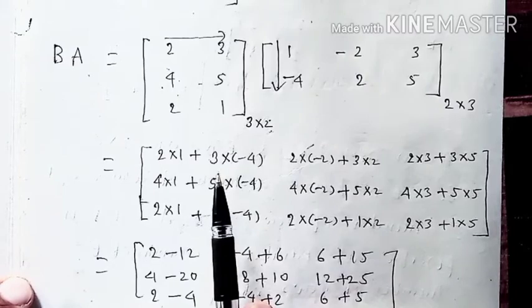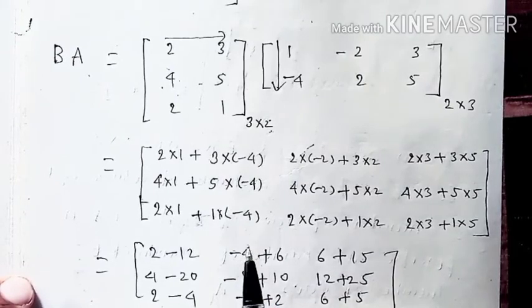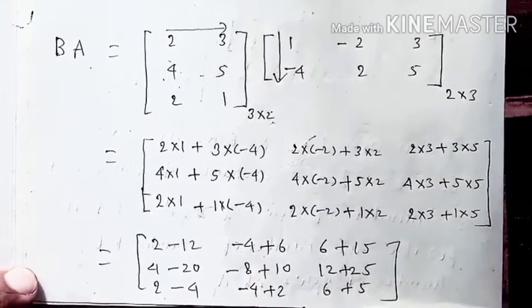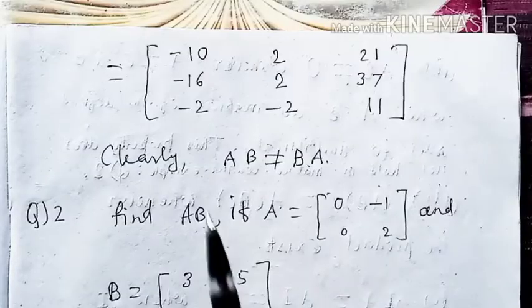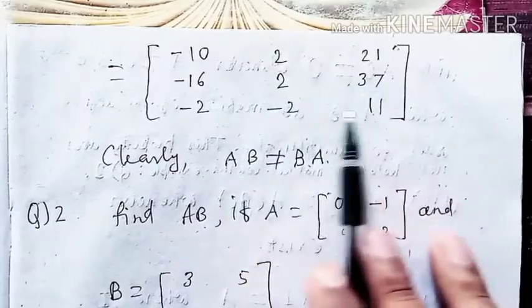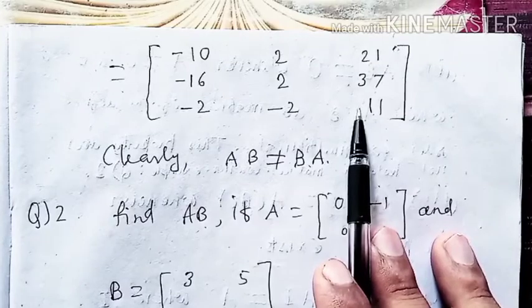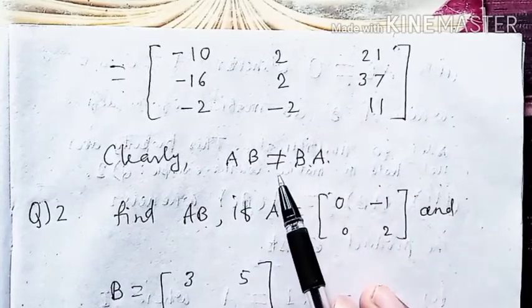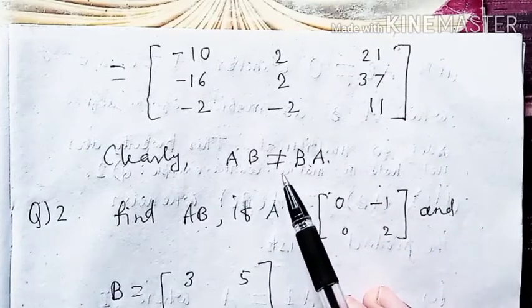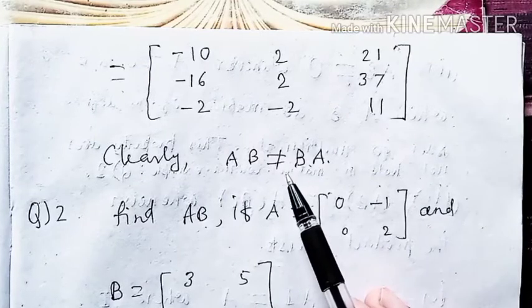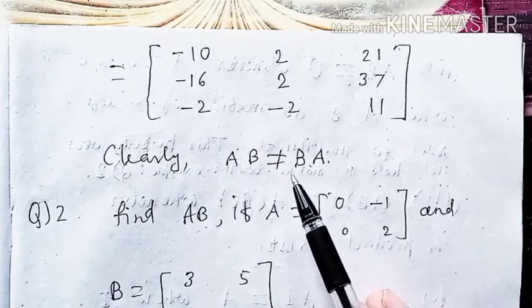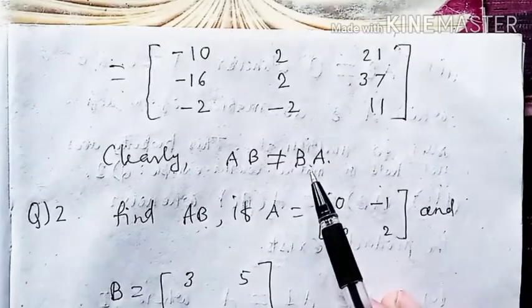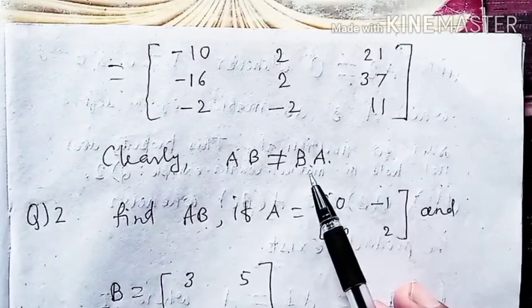So in the same way we have BA as this value. Here clearly AB is not equal to BA because AB is a matrix of order 2 cross 2 and BA is a matrix of order 3 cross 3.